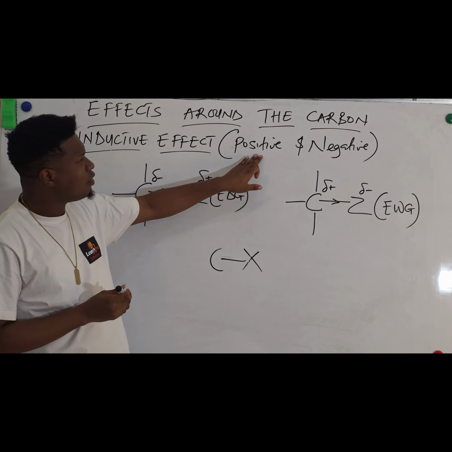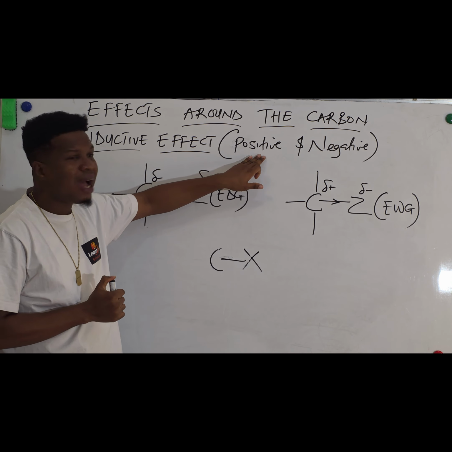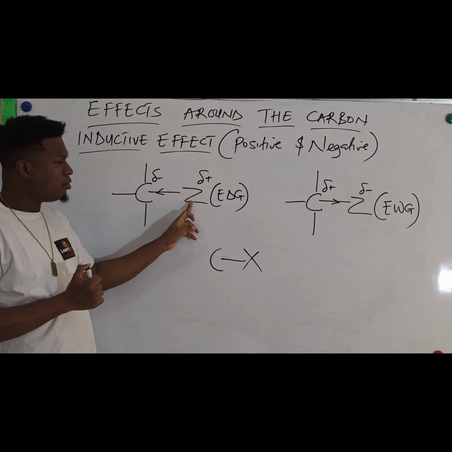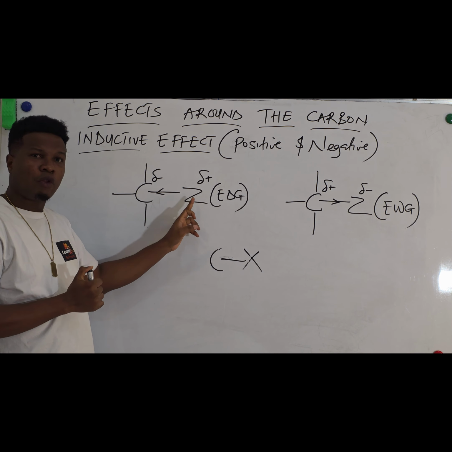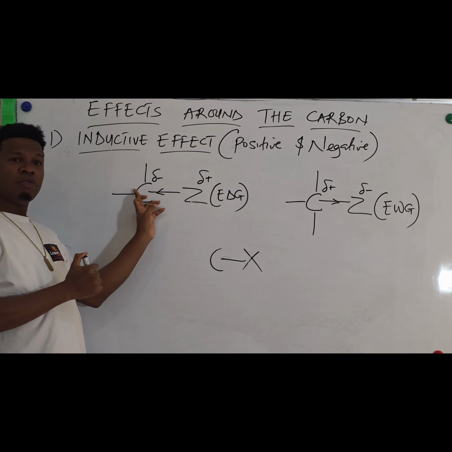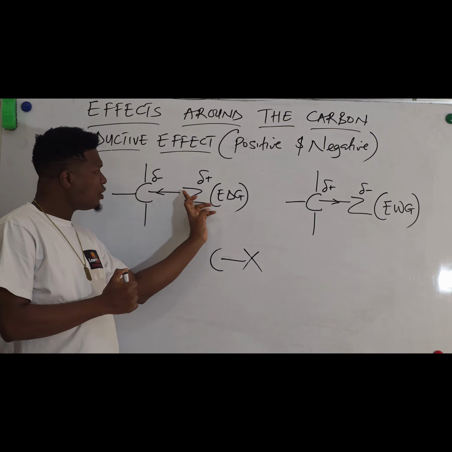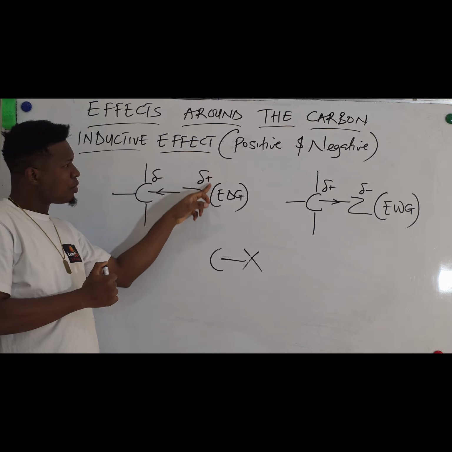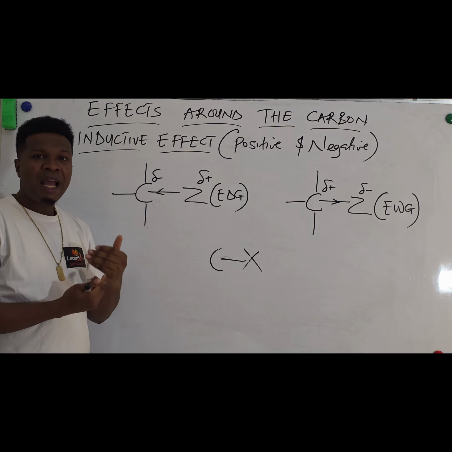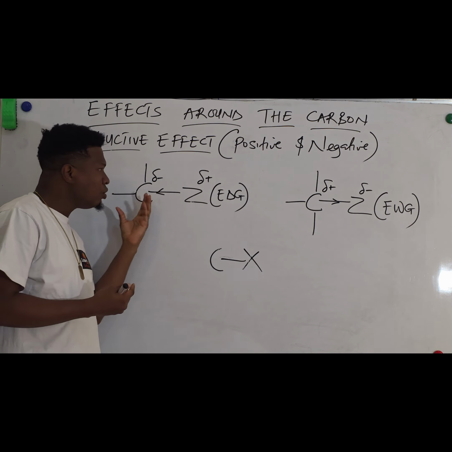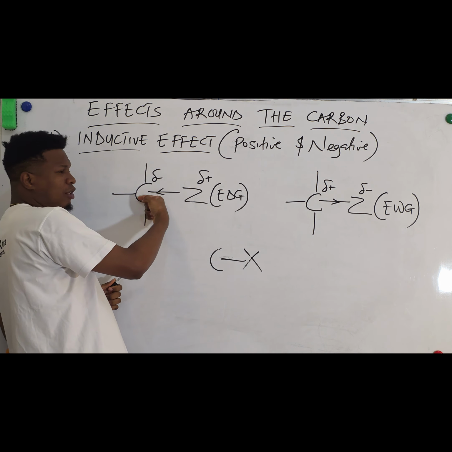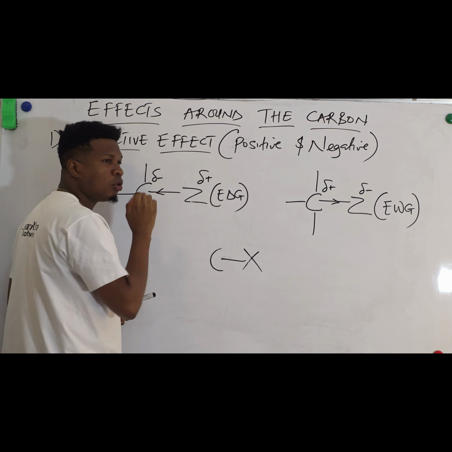Now, what is this negative and positive inductive effect? A positive inductive effect happens when the molecule or the atoms attached to the carbon donate an electron into the carbon. Donating this electron to this carbon creates a positive inductive effect on that atom that is donating. Most of the time, the elements or molecules that can do this are called electron donating groups. So for you to be able to donate electron into the carbon, you must be an electron donating group.